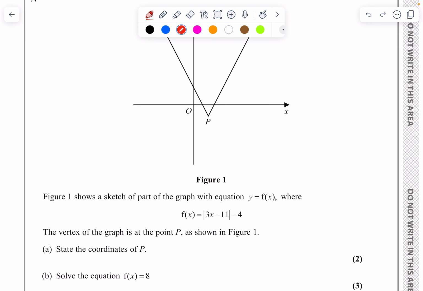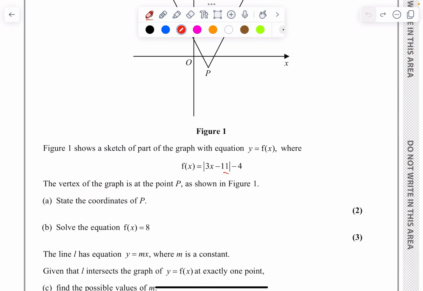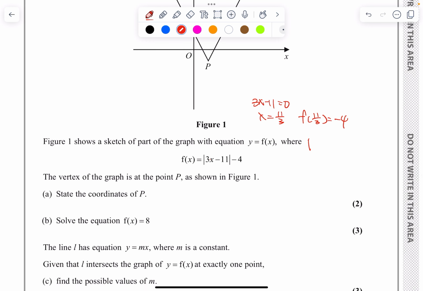Now we have to find the coordinates of point P, and obviously point P is the lowest point, right? So where's the lowest point of an absolute value function? It is when this equals 0, right? Because its lowest value is 0. So if this equals 0, then x would equal 11 over 3, and then y, or f(11/3), would equal, this thing is 0, right? So it will only equal negative 4. So the point P will have these coordinates.